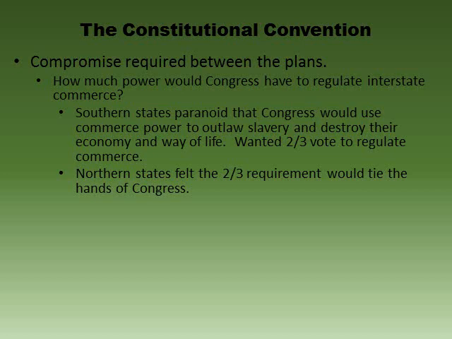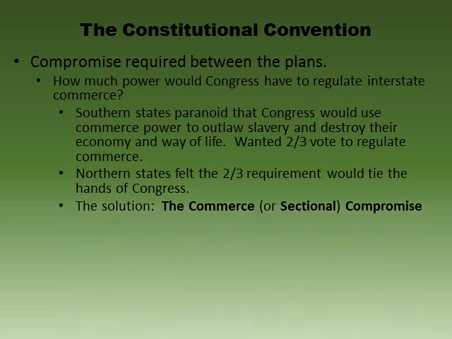And the northern states didn't think that was a good idea, that the 2/3 requirement would really tie the hands of Congress. And if you've ever tried to get a large room full of people, 2/3 of them, to agree on something, that's not an easy task. And so when we require 2/3 votes, that makes it very, very difficult to get anything done. And so the northern states really felt that this would hamstring Congress to the point that they couldn't really do the job that it needed to do. And so this became a contentious issue.